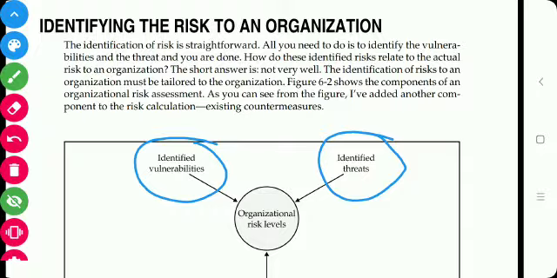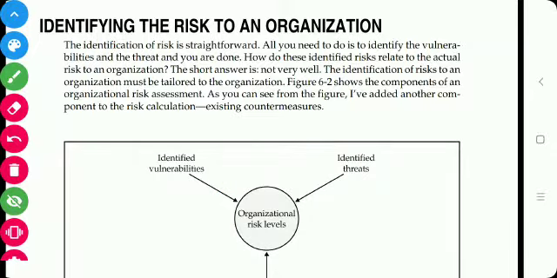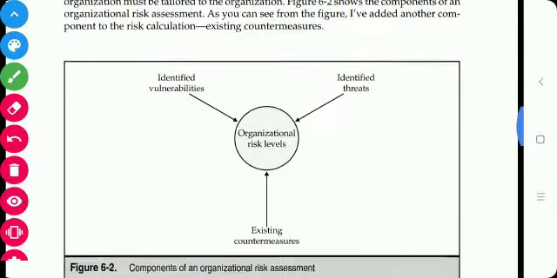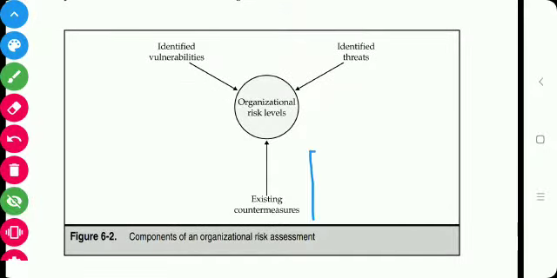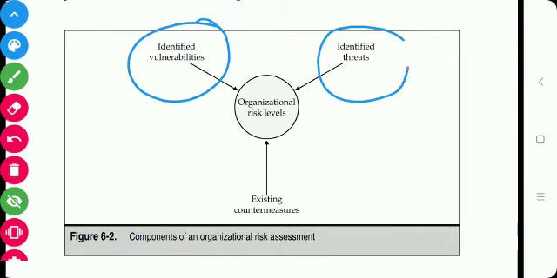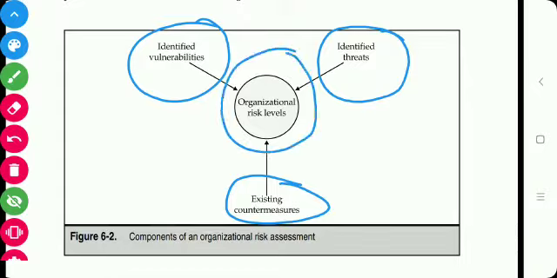So this figure shows the components of the organization risk assessment. In this there are three parts. First is identify vulnerabilities, second is identify threats, and third is existing countermeasures, which countermeasures are available for the organization. Then we will identify the risk of the organization and the levels of the risk.